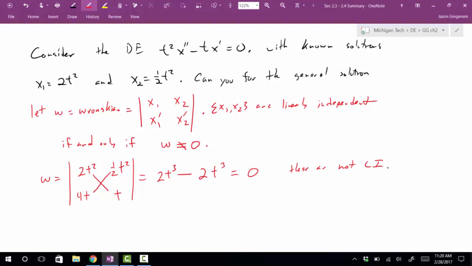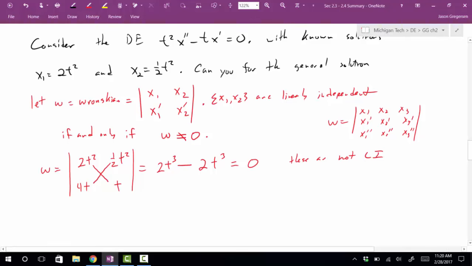If you had 3 solutions, W would be x1, x2, x3, x1 prime, x1 double prime, x2 prime, x2 double prime, x3 prime, x3 double prime. And it'd be a 3 by 3 determinant, which is a little harder to calculate, a little bit annoying. But that's the process and it generalizes. All right.